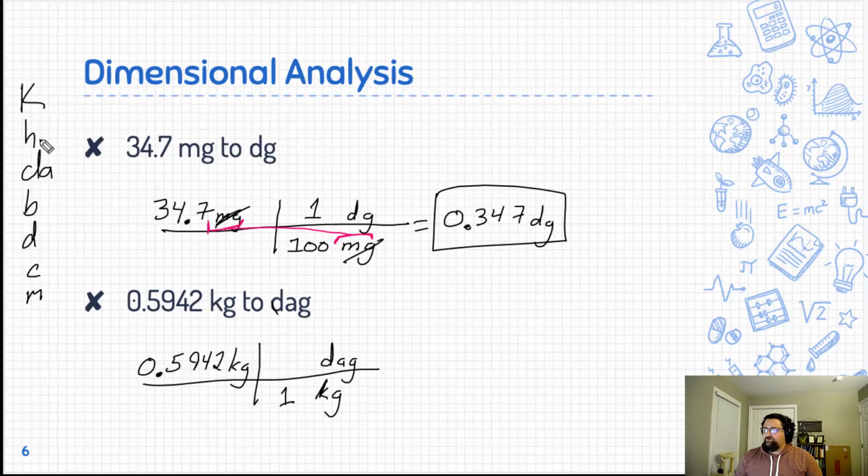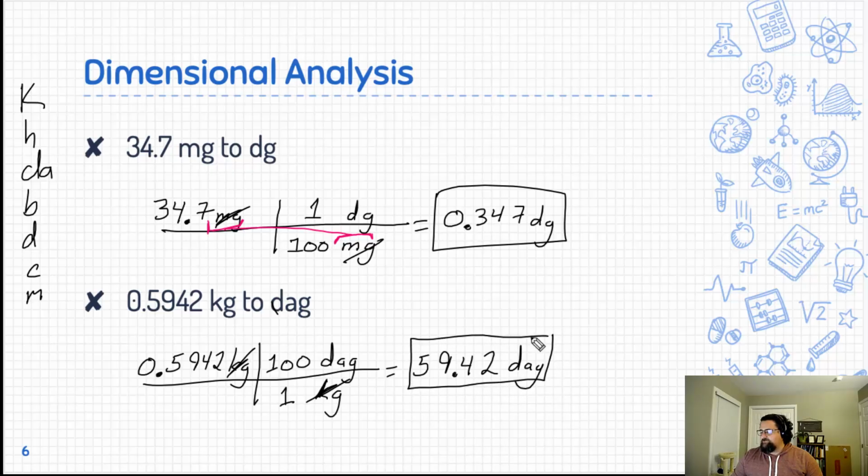Well, from deca to hecto is 10, hecto to kilo, 100. We go up twice, so it's 100. All right? And again, if we were to go up again, then it'd be 1,000. Again, after that, 10,000. And now we just do the math. Kilograms top and bottom, so that unit cancels out. We now know that we're in decigram, 0.5942 times 100 divided by 1, and we get 59.42 decigrams. All right, easy dimensional analysis.